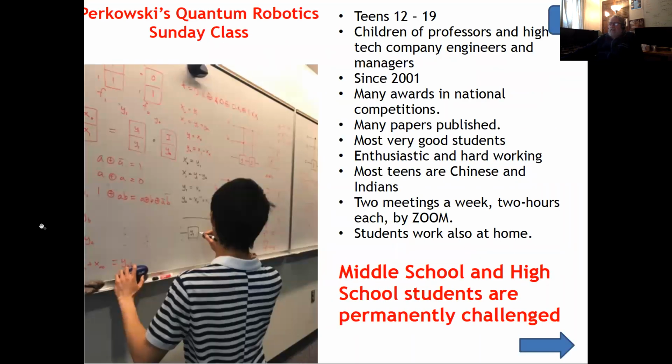Here you see the example of a young teenager creating new quantum synthesis and quantum oracles. And I worked for many years with a group of teenagers from 12 to 19. These are usually children of professors and high-tech company engineers and managers like Intel or Tektronix. And they obtained many awards in national competitions, published many papers. Most of them are very good students. They are enthusiastic and hardworking. Most of them are Chinese or Indians by origin.